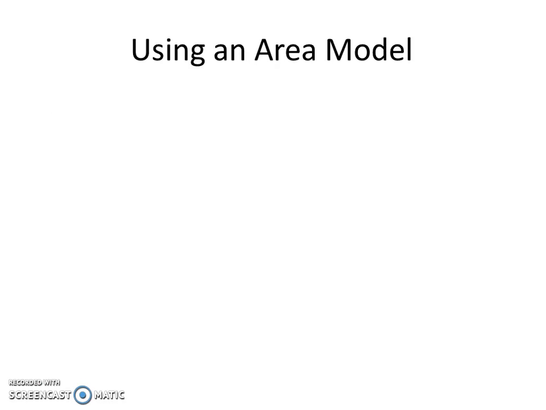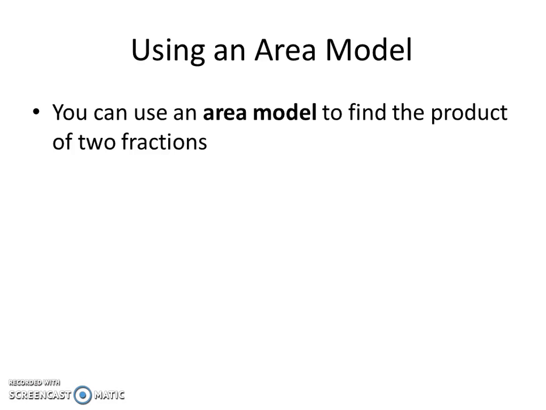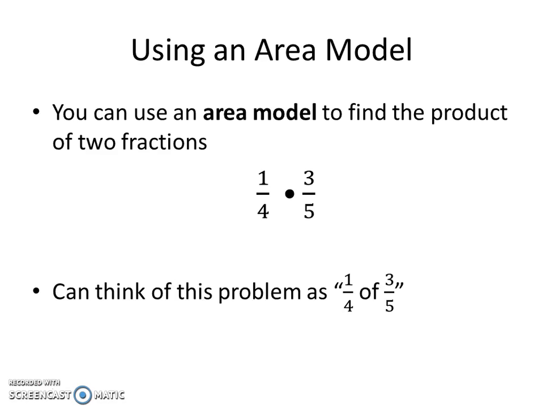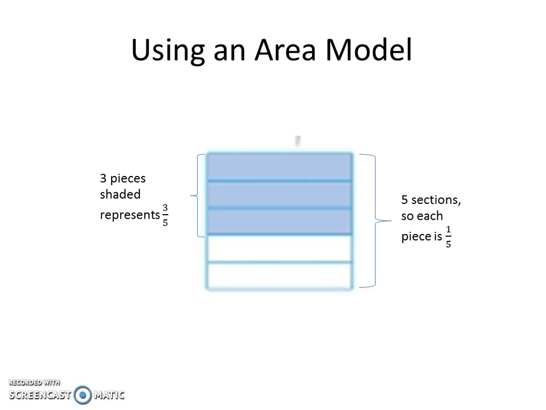So the way that we can model multiplication of fractions is by using an area model. You can use an area model to find the product of two fractions. If we think about the problem 1/4 times 3/5, when we're multiplying, we can also think of this problem as 1/4 of 3/5.